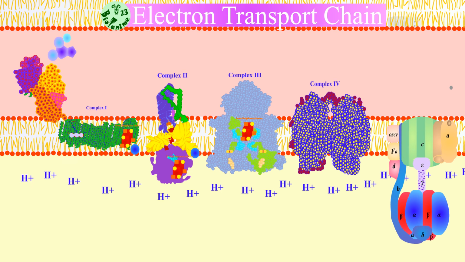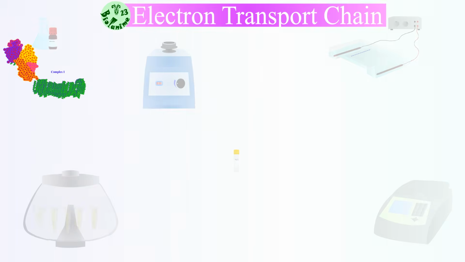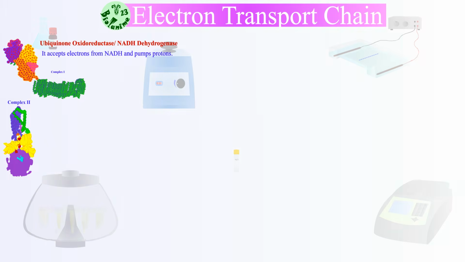The electron transport chain consists of 5 large protein complexes embedded in the inner mitochondrial membrane. They are: Complex 1, also known as ubiquinone oxidoreductase or NADH dehydrogenase. It accepts electrons from NADH and pumps protons. Complex 2, or succinate dehydrogenase, accepts electrons from FADH₂, but does not pump protons.